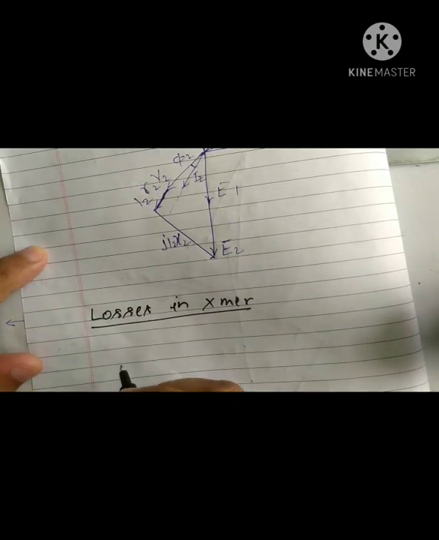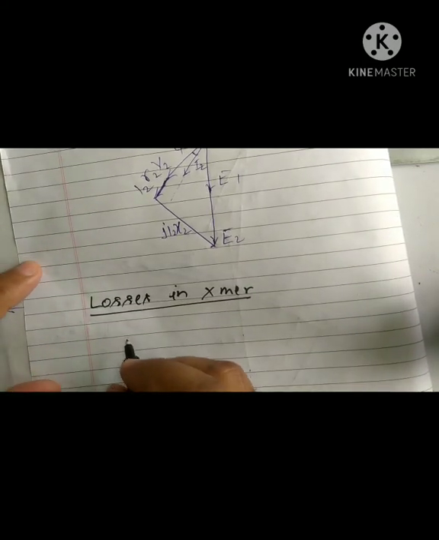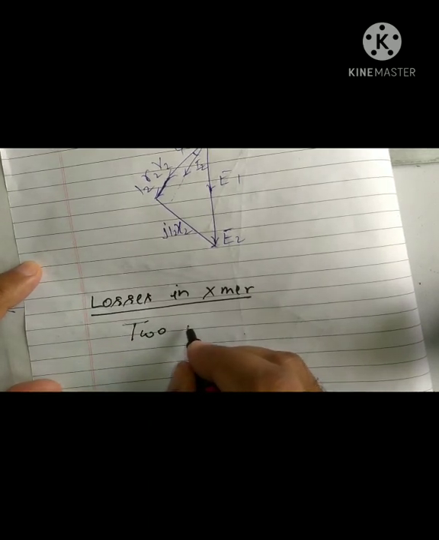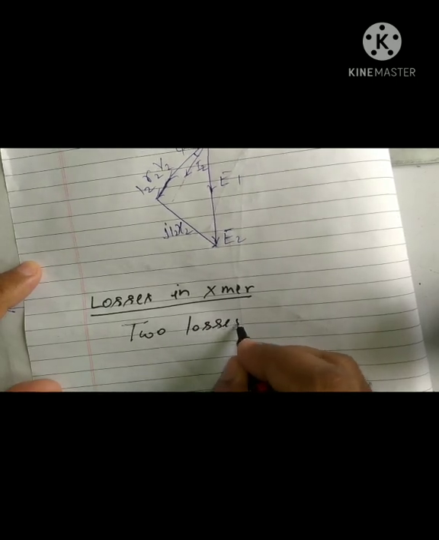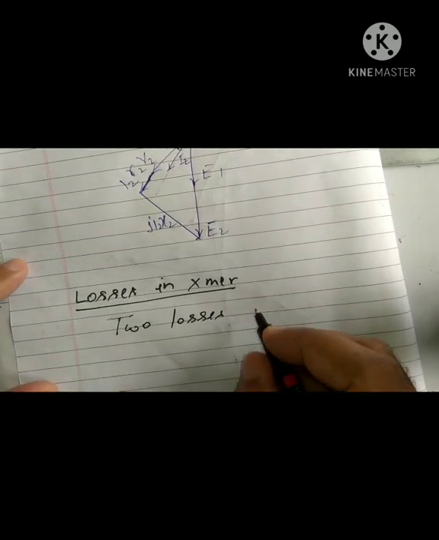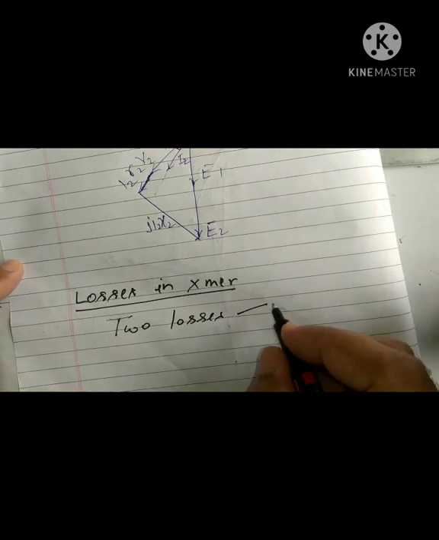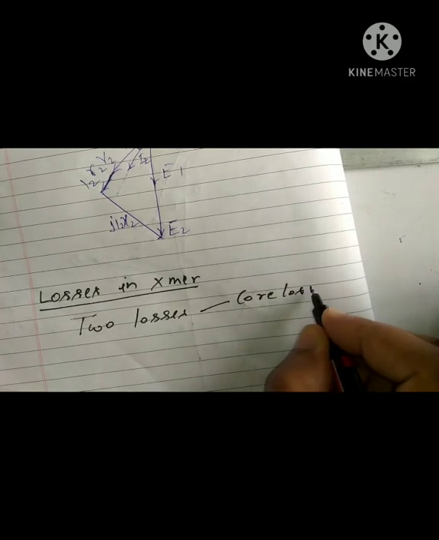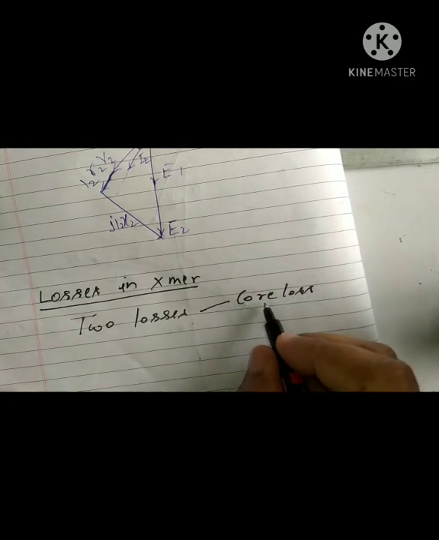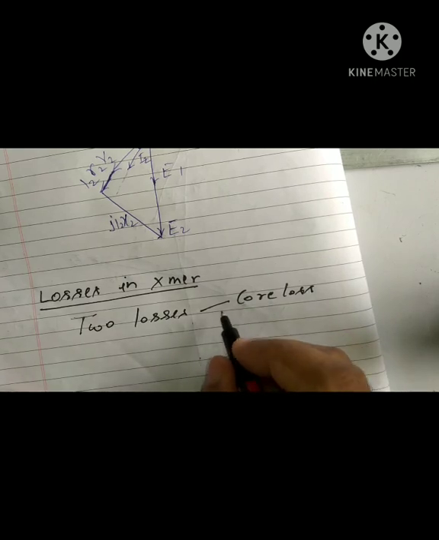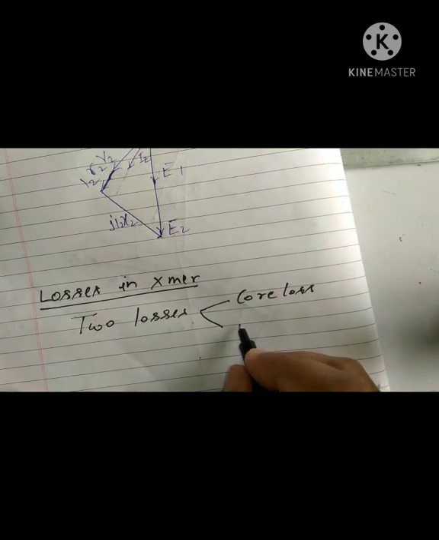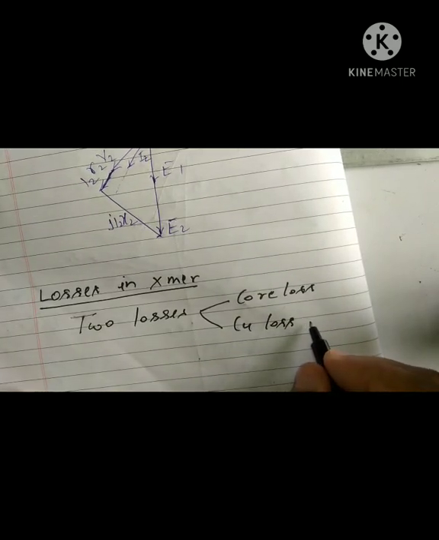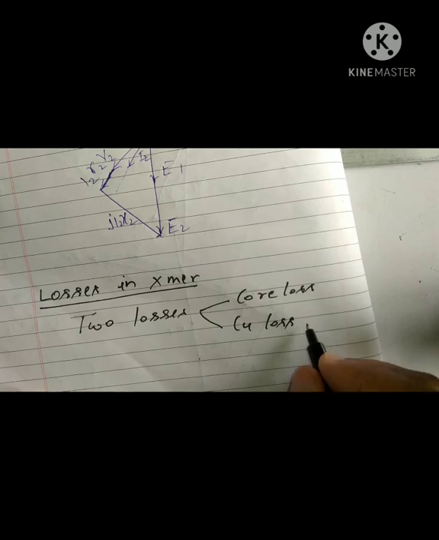Let us see losses in transformer. There are two losses occurring in a transformer. The first is core loss, also known as magnetic loss, constant loss, or iron loss. The second is copper loss, also known as ohmic loss, I square R loss, variable loss, or resistive loss.